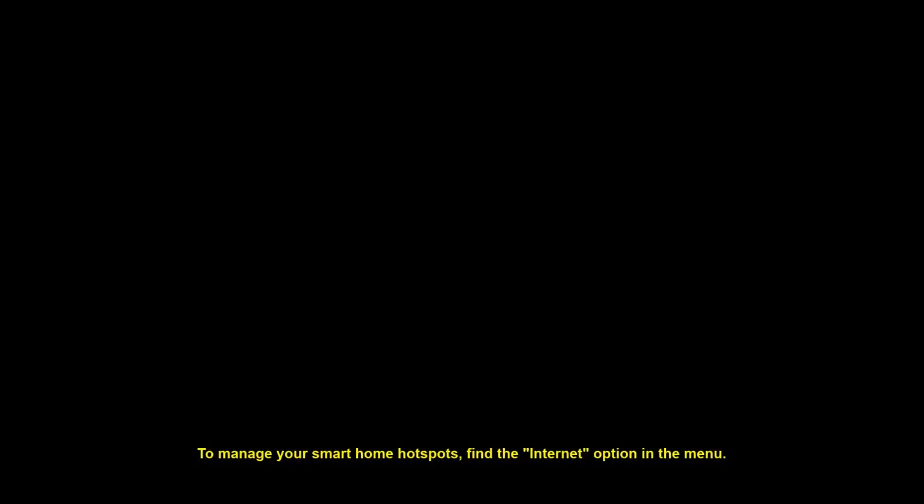To manage your smart home hotspots, find the Internet option in the menu. Click on Internet to access your Internet settings. Scroll down to locate the Manage Hotspots section. Here, you will see options to enable or disable your hotspots.